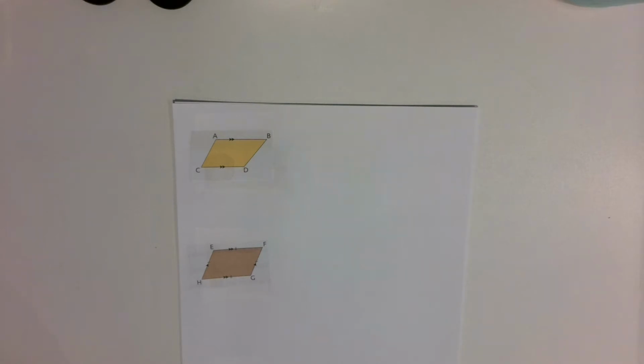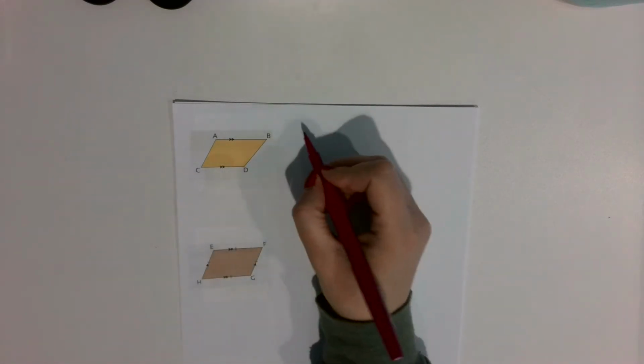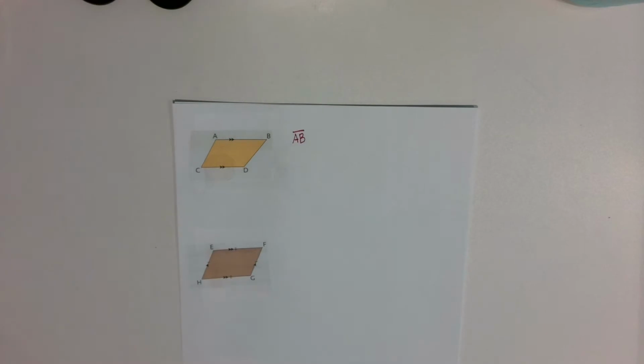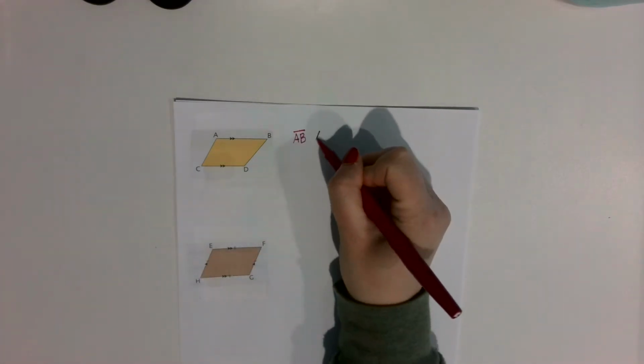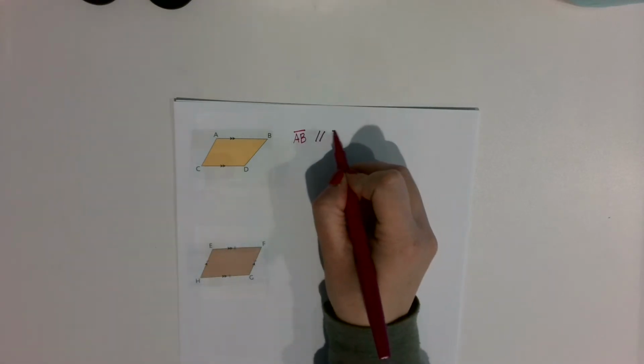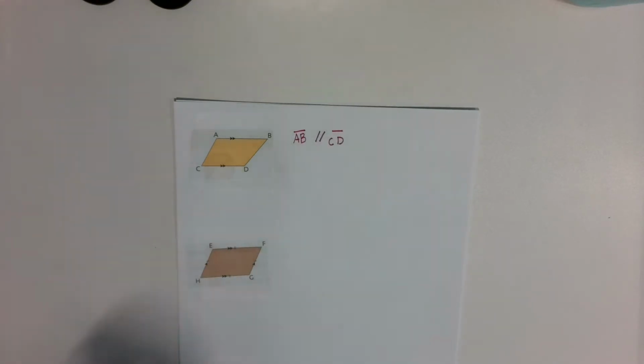So if I wanted to write out which two sides were parallel, the top side we call side AB. You might remember that when we did that in class. I'm going to put that little line on top of it to show that it's a line segment. So line segment AB. And then I'm going to do this little symbol. And that little symbol means is parallel to. You can see those are two parallel lines. So AB is parallel to CD. And that's how I would write that for that shape.